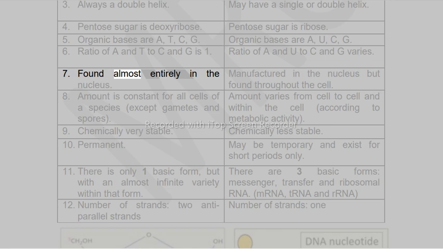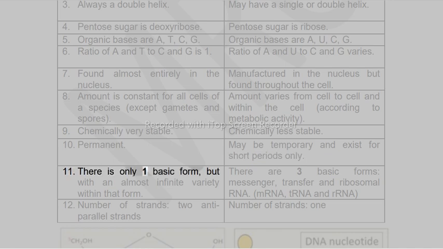DNA: 7. Found almost entirely in the nucleus. RNA: Manufactured in the nucleus but found throughout the cell. DNA: 8. Amount is constant for all cells of a species, except gametes and spores. RNA: Amount varies from cell to cell and within the cell, according to metabolic activity. DNA: 9. Chemically very stable. RNA: Chemically less stable. DNA: 10. Permanent. RNA: May be temporary and exist for short periods only.